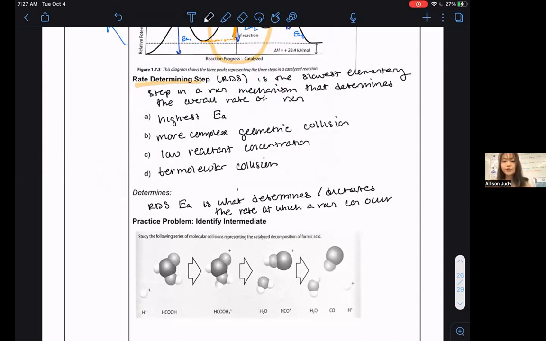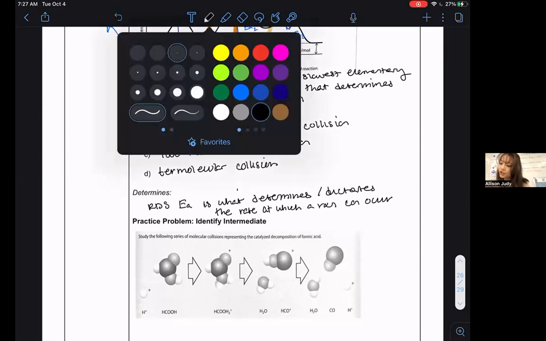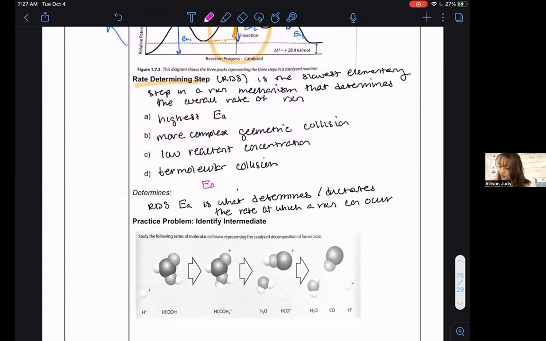And of course, how do you calculate activation energy? Activation energy is equal to the potential energy of the activated complex minus the potential energy of your reactants. Well, your relative reactants, right? Because if you're doing multiple steps, right?